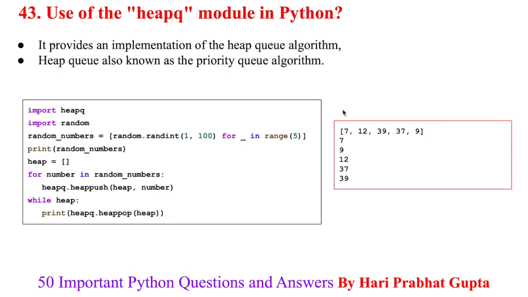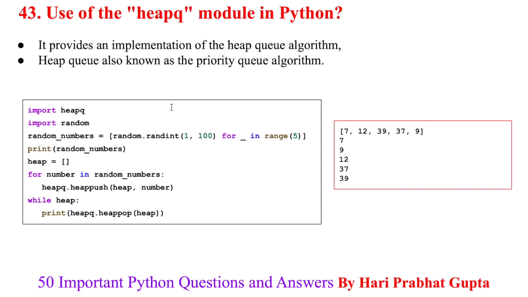What is the use of the heapq module in Python programming? The heapq module in Python provides an implementation of the heap algorithm, also known as the priority queue algorithm. A heap is a tree-like data structure where each node has a value and a priority, and the values are arranged in a specific order based on their priority.